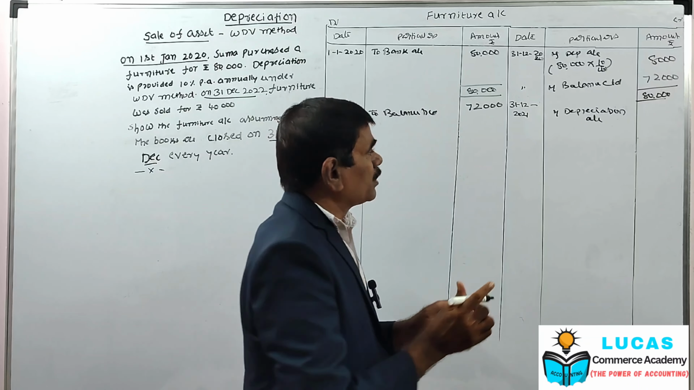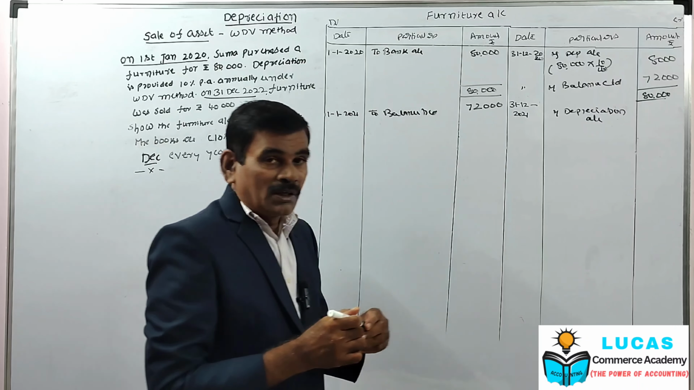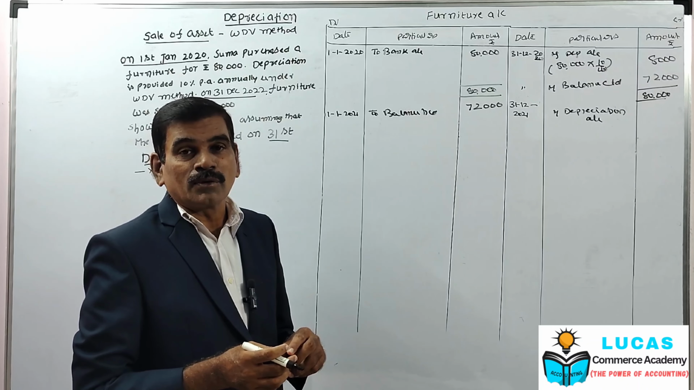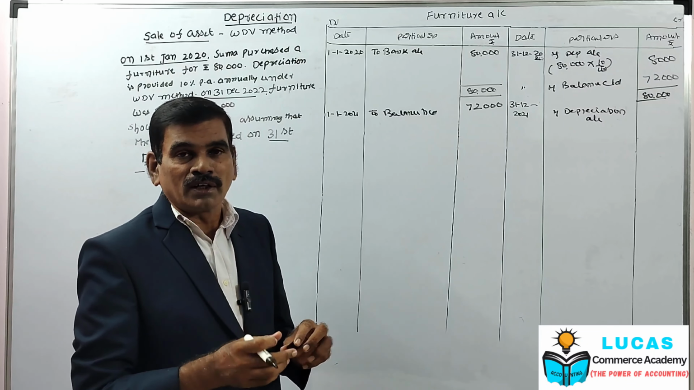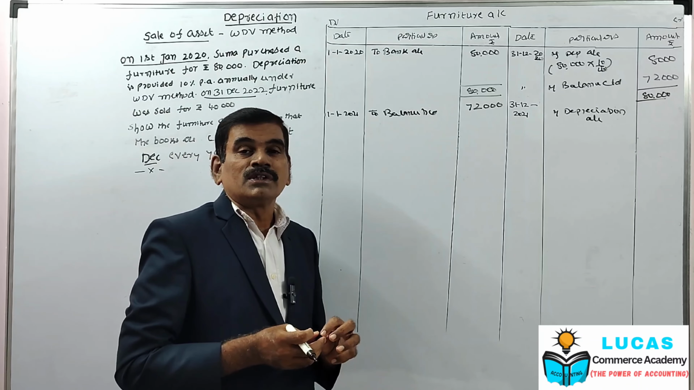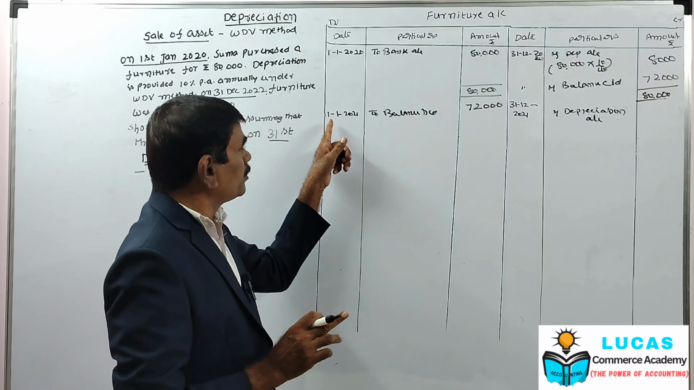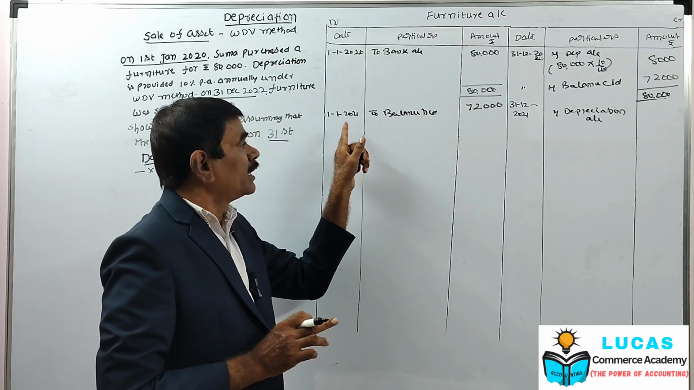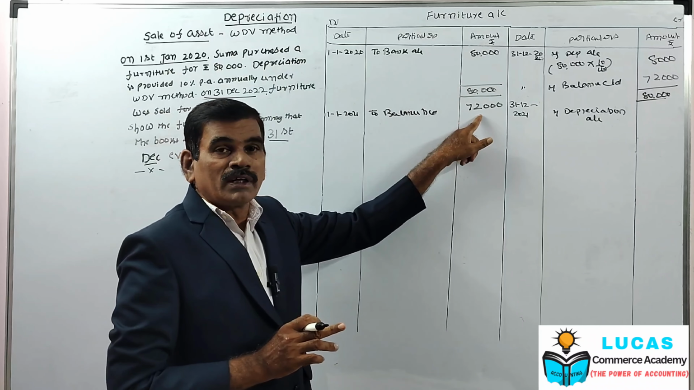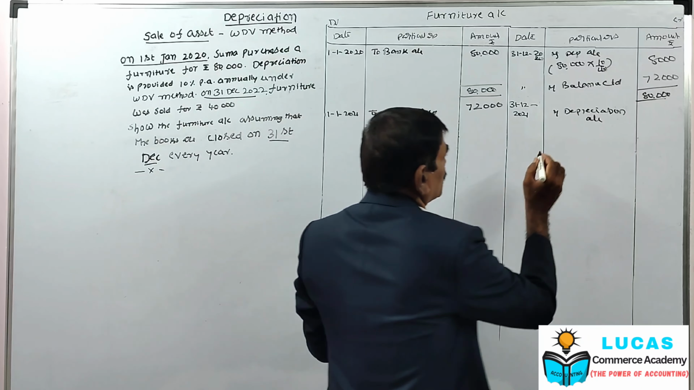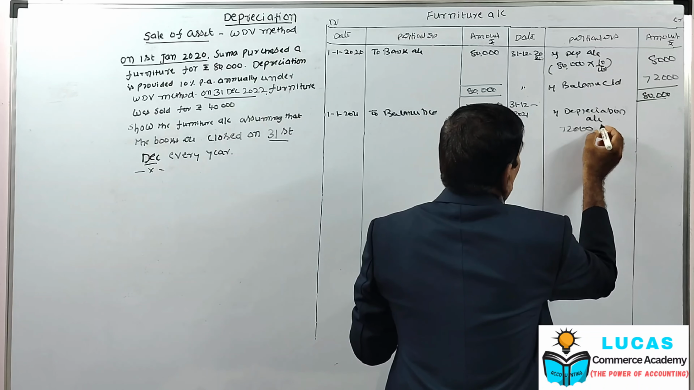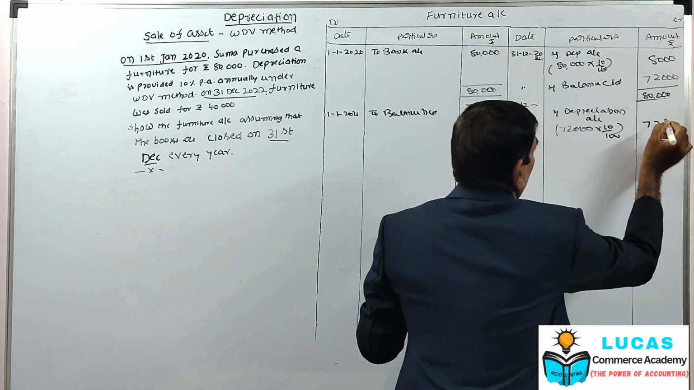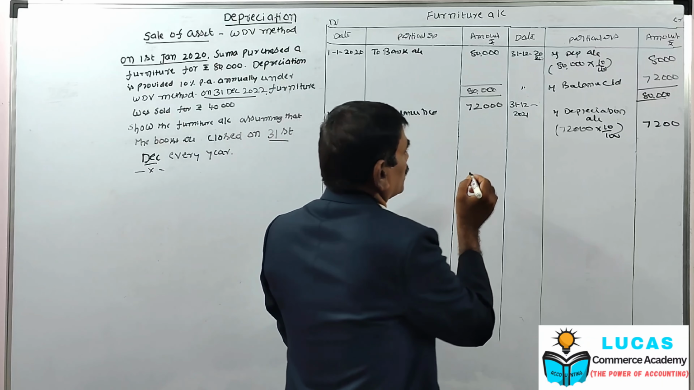So we are following the diminishing balance method. Under this method, a fixed percentage of depreciation is calculated on the book value. Book value means the value which appears at the beginning of every year. So here, on 1/1/2021, the balance 72,000 is the book value at the commencement of this year. Hence we provide depreciation on this figure: 72,000 into 10/100, that means 7,200.